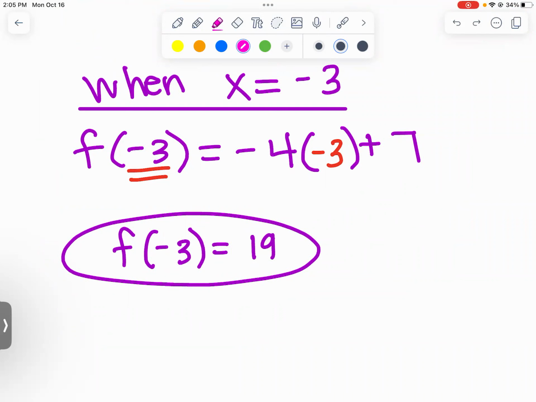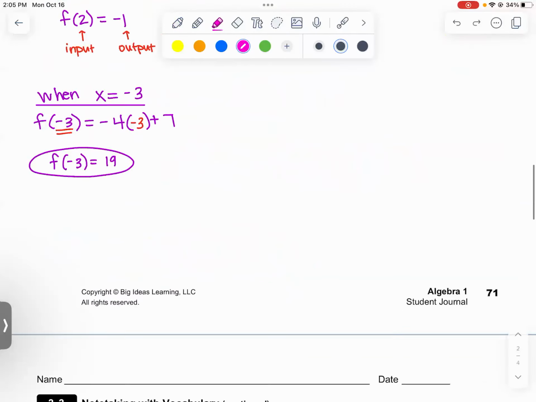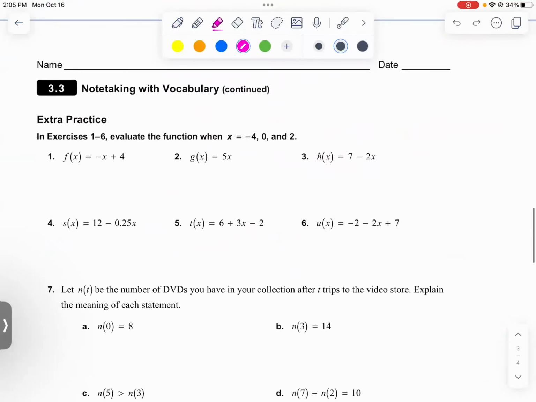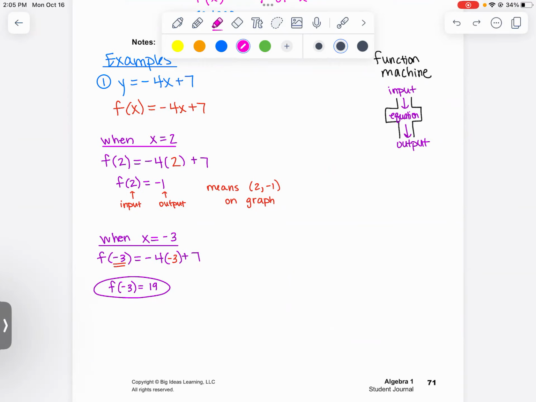This is so beautiful. What? Turn to the next page. What? I know.